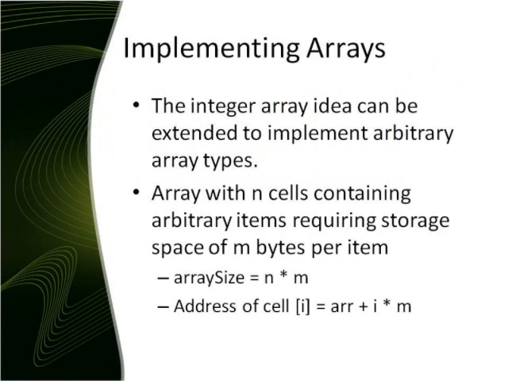The concepts discussed previously with integer arrays can now be extended to implement arrays of arbitrary types. So let's assume an array with n cells containing arbitrary items which each require storage space of m bytes. Hence, the total size of the array is again the number of cells times the number of bytes taken up by each cell. So in this case, n times m. And assuming cell 0 has the address of R as we had previously, the address of the ith cell is simply R plus I times m.